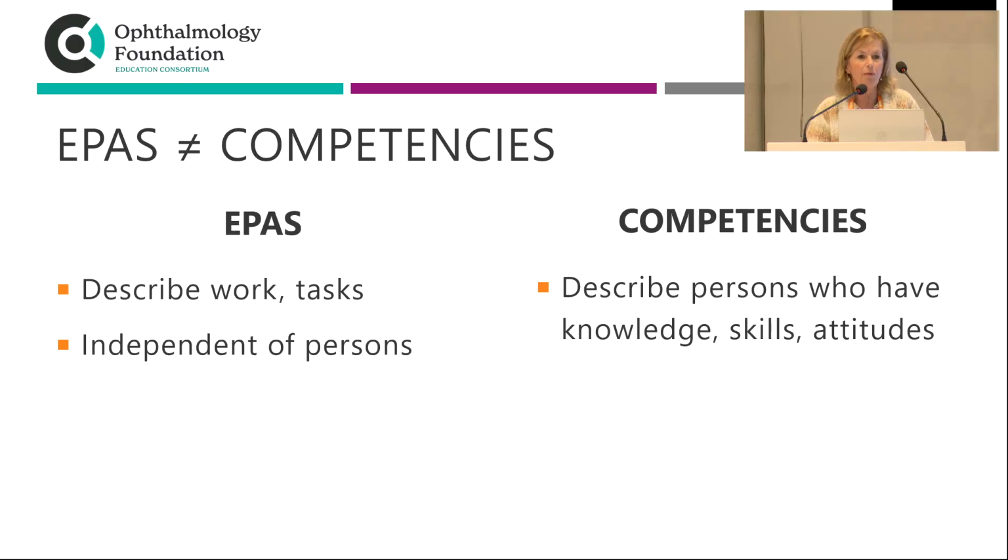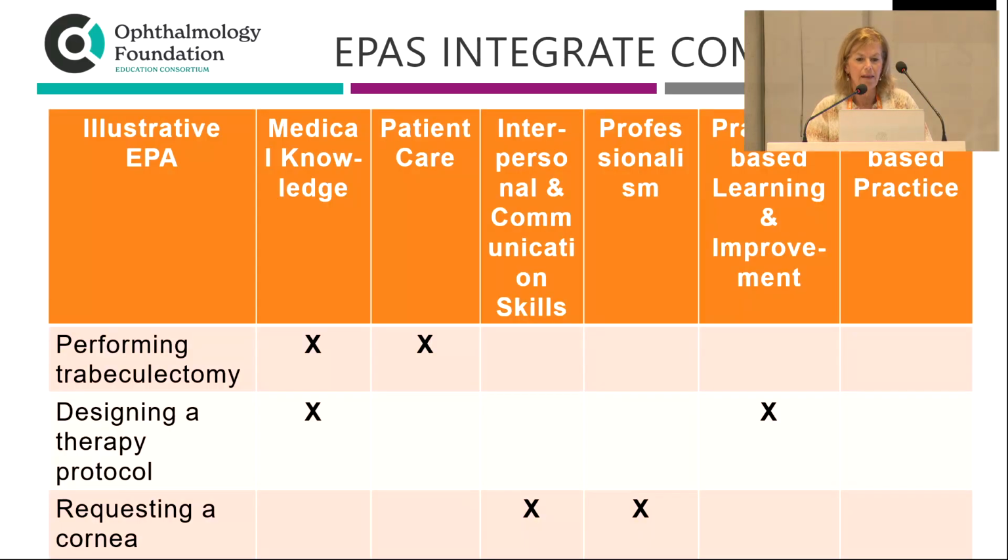They describe work or tasks that residents can perform, and they are independent of persons, while competencies describe persons who have knowledge, skills, and attitudes, so they are more difficult to assess. EPAs integrate competencies, so for each activity, there are many competencies that can be assessed. For example, for performing a trabeculectomy, medical knowledge and patient care can be assessed, and for requesting a cornea donation, interpersonal and communication skills and professionalism can be assessed.